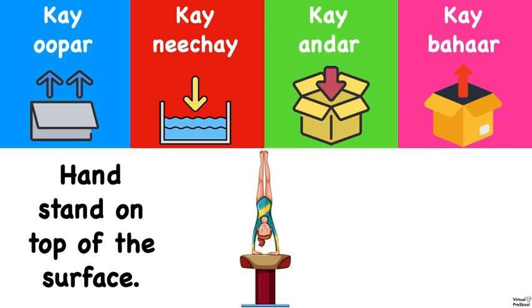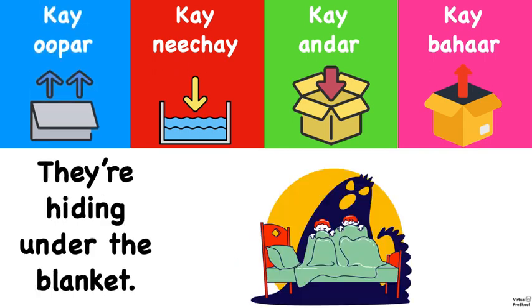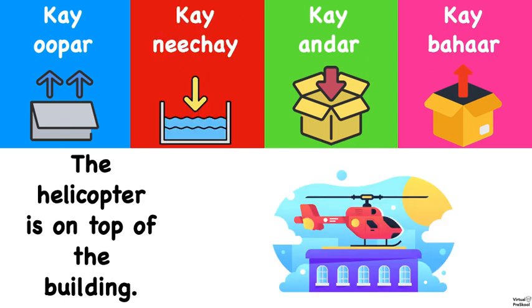She's doing a handstand on top of the surface. Would that be ke upar, ke neeche, ke andar, or ke bahaar? Ke upar. They're hiding under the blanket. Would that be ke upar, ke neeche, ke andar, or ke bahaar? Ke neeche. The helicopter is on top of the building. Ke upar, ke neeche, ke andar, or ke bahaar? Ke upar.